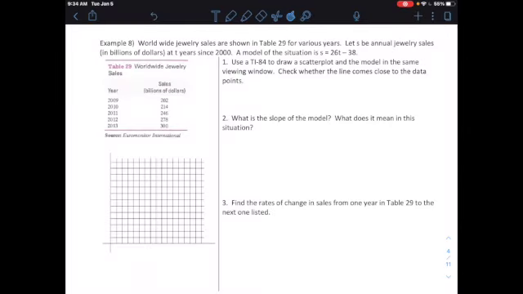Example 8. Worldwide jewelry sales are shown in Table 29 for various years. Let S be annual jewelry sales in billions of dollars at T years since 2000. Again, think about your information. A model of the situation is S equals 26T minus 38. So they give you the model this time. Now think about what 26 stands for. Think about what negative 38 stands for. And since year 2000, that is also important.